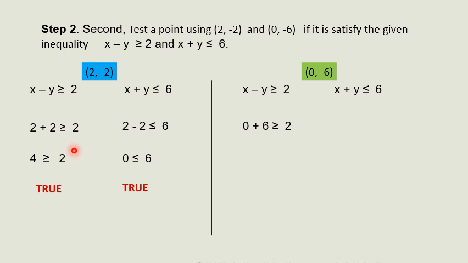Alright, how about the 0 and negative 6? 0 plus 6 greater than or equal to 2. That's 6 greater than or equal to 2. That is true. How about the other one? 0 minus 6 less than or equal to 6. That is negative 6 less than or equal to 6. So that is true. So it means these points are the solutions of the two linear inequalities of two variables.